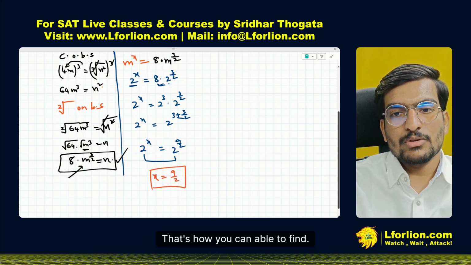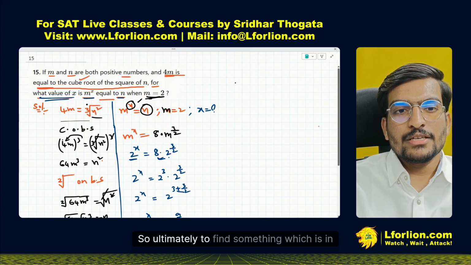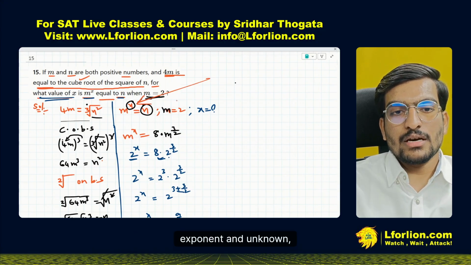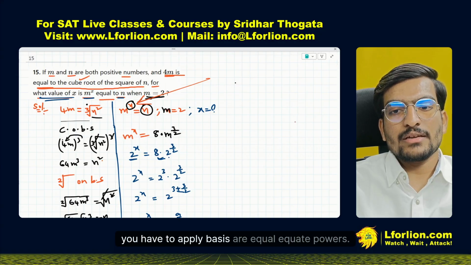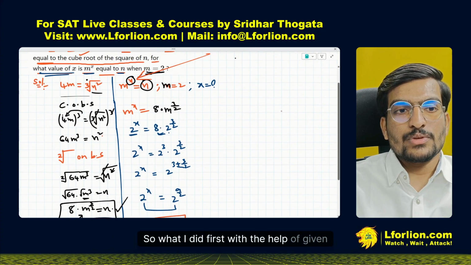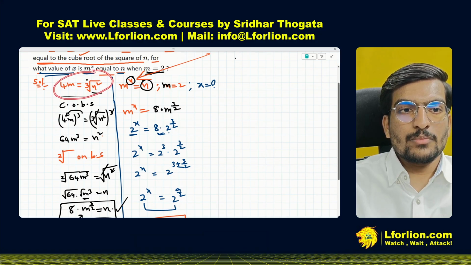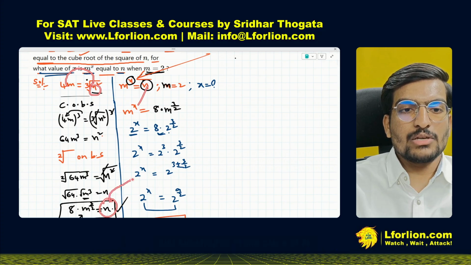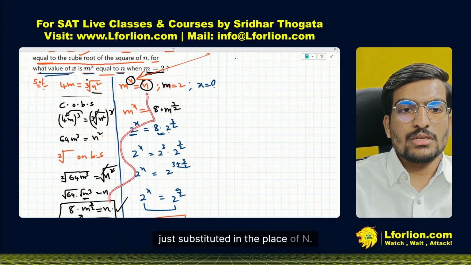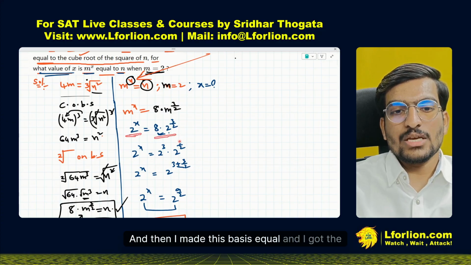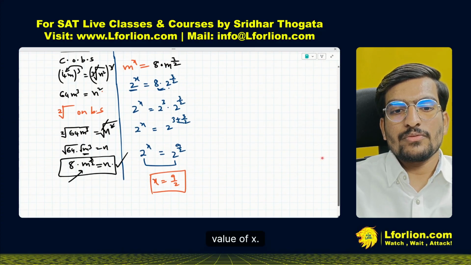That's how you are able to find it. So ultimately, to find something which is in the exponent and unknown, you have to apply bases are equal, equate powers. What I did first, with the help of the given information, I got the value of n in terms of m, then I substituted that n value in place of n, and then I made the bases equal, and I got the value of x.